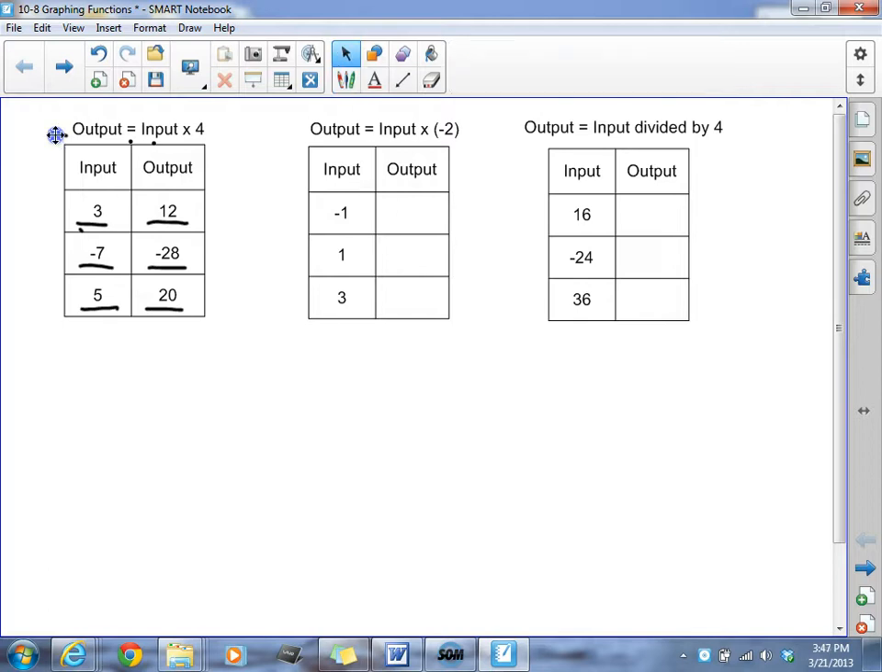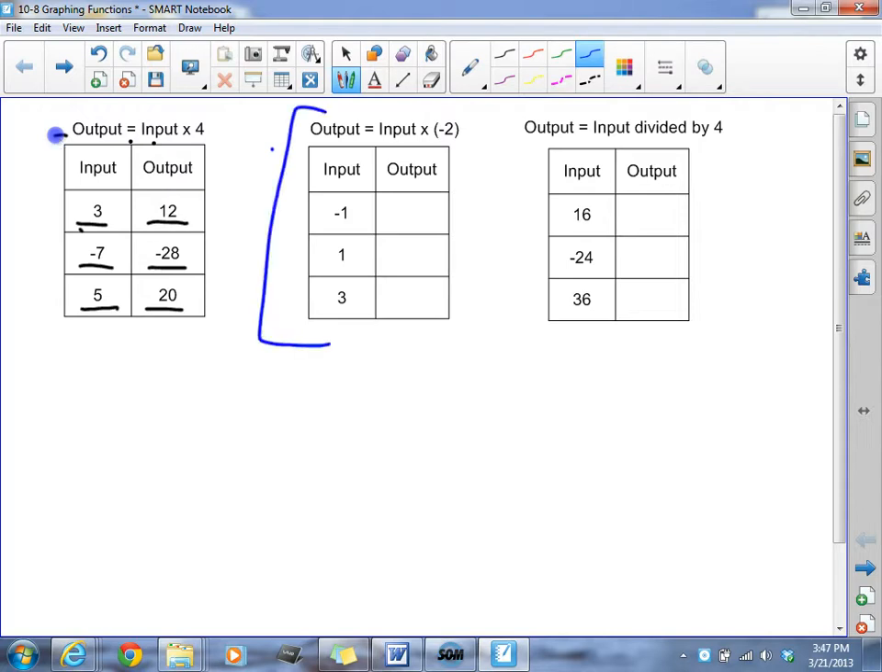All right, let's go ahead and practice then. Let's work on this next one. This is the function table right here. First one, my formula: the output equals your input times -2. Input times -2. So my input is -1. -1 times -2 is going to be 2, positive 2. Now you remember back to integers, multiplying and dividing integers: two negatives equal a positive. So my input is -1, my output is going to be 2.